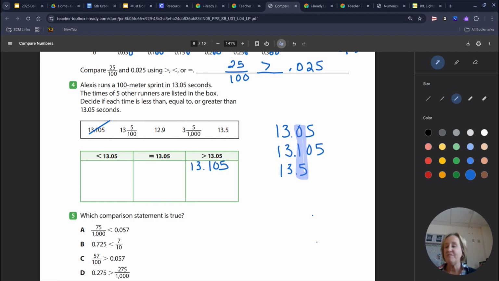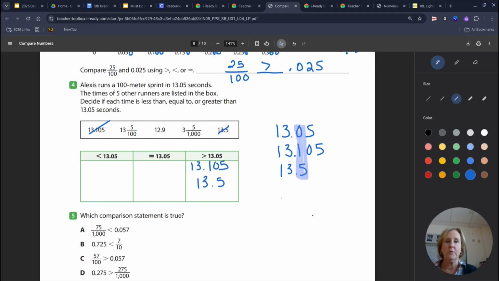13 and 5/10 is also greater. So both of these decimals that were listed in the box are going to be greater. Cool. Now, let's use what we know about it.